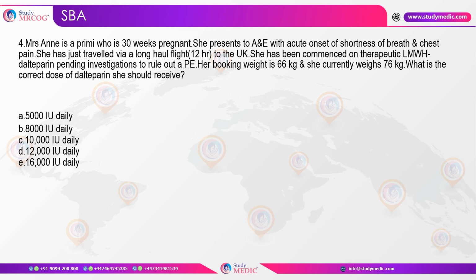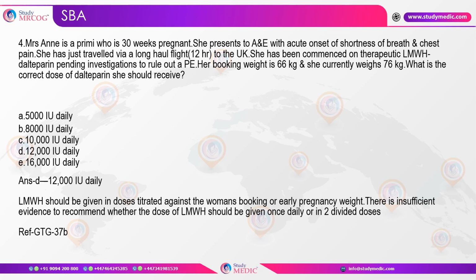Now remember, the catch is that her booking weight is 66 and she currently weighs 76 kg. What is the answer that you have chosen? The correct answer is 12,000 international units daily, because you have to choose the dose depending on her booking weight and not her current weight. Please go back to the slide where I have shown you the dosage chart, and you can confirm the correct dose, but it has to be based on her booking weight and not her current weight.